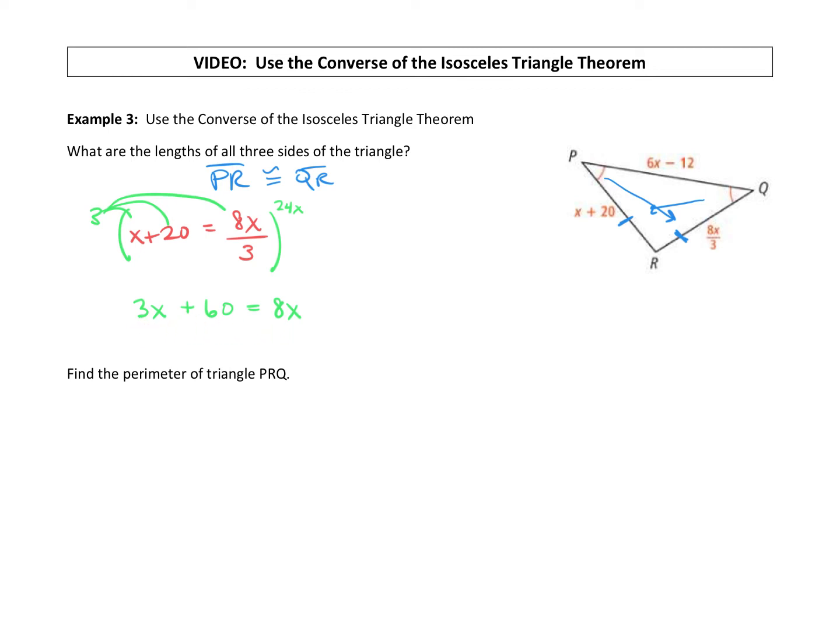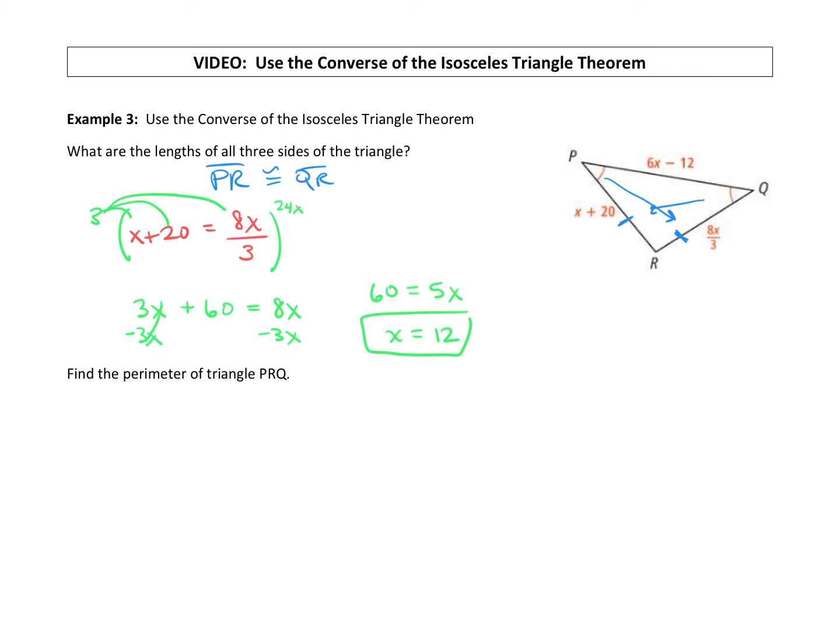We do notice that the x's are on opposite sides of our equal sign, so let's get those together. We can subtract 3x from both sides. So 60 equals 5x, and then if you divide both sides by 5, x is equal to 12. So, woohoo, we did a lot of work. We thought a bunch. Are we done with the problem?